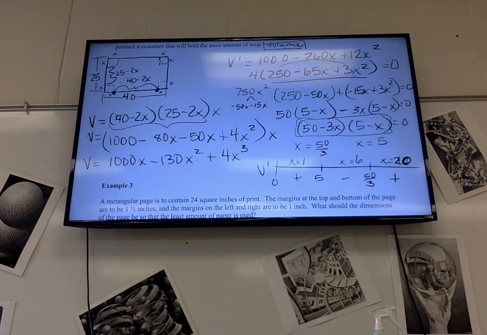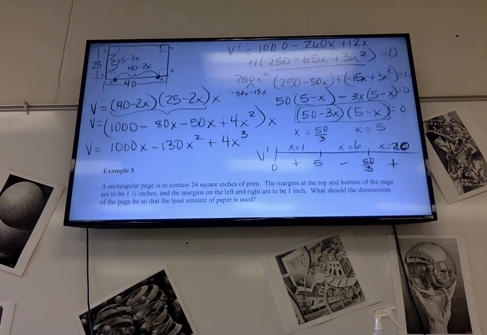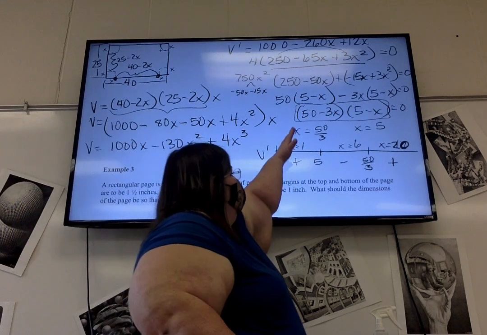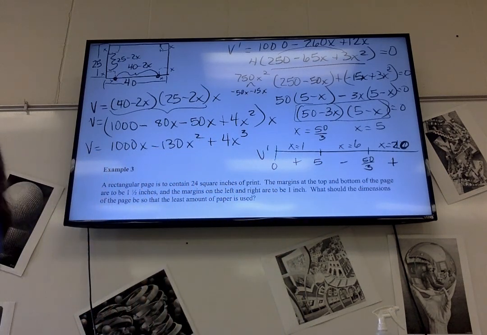I kind of forgot what we're trying to do here. Okay, so we are trying to find the most amount of soup. So which one's a maximum? The 5. Yeah, going from increasing to decreasing. The 5.